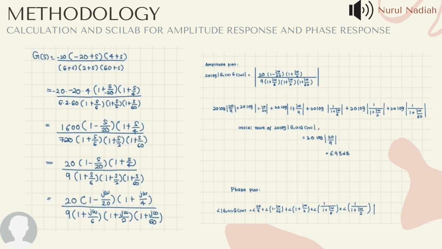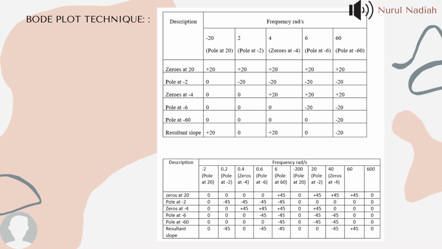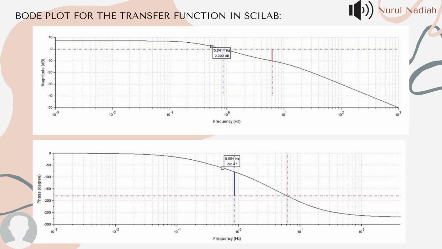For the methodology part, this is the manual calculation to find the transfer function of the system. We can find the amplitude plot and the phase plot. From the transfer function, we can find the resultant slope for the log amplitude plot. Then we will find the resultant slope for the phase plot. Then this is the Bode plot for the transfer function in Scilab. As we can see, the system is unstable because the gain margin is right below and the phase margin is left above.